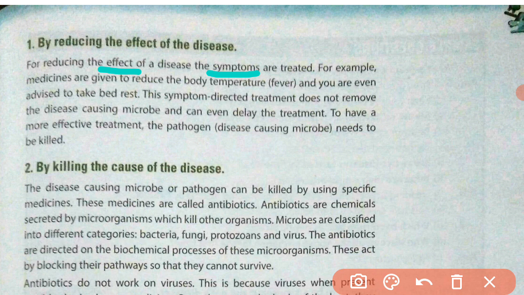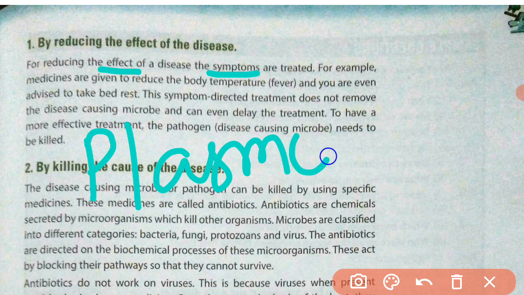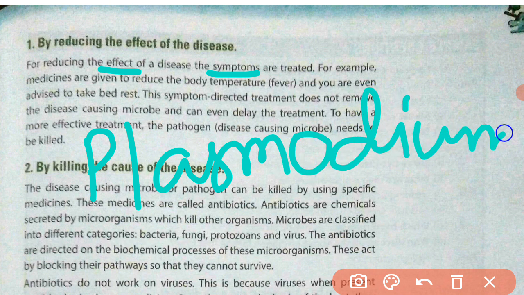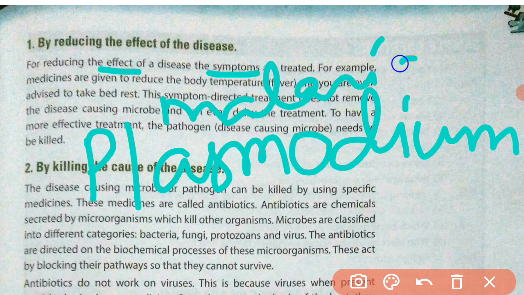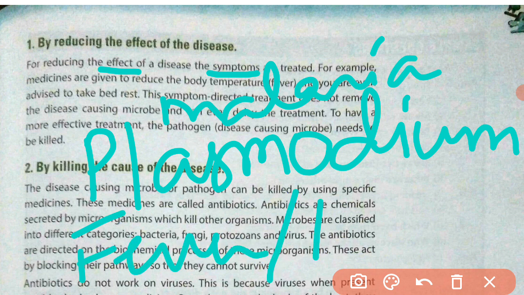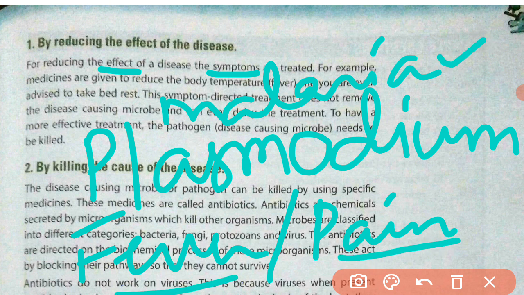Just like you can take the example of malaria. Malaria is a communicable disease caused by the protozoa named Plasmodium. So in this disease, the main symptoms are fever and pain. So in the first method, the doctor will focus on the symptoms of this disease of malaria. The symptoms are fever and pain.